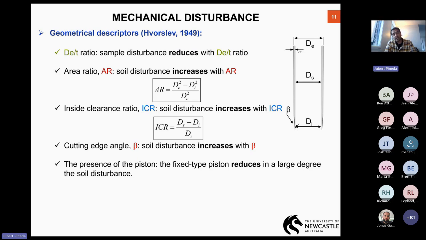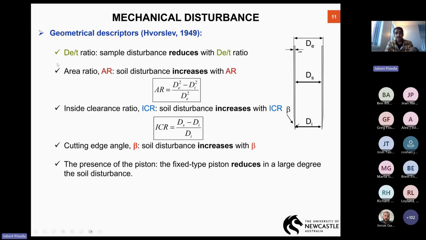This was originally discussed by Borslev in potentially the Bible of in situ testing back in 1949. So Borslev and many other researchers came up with a 500 pages book or guideline, and they proposed geometrical descriptors in order to minimize sample disturbance in practice, in order to improve the reliability of the soil properties we normally obtain from those samples. So they proposed a few descriptors.